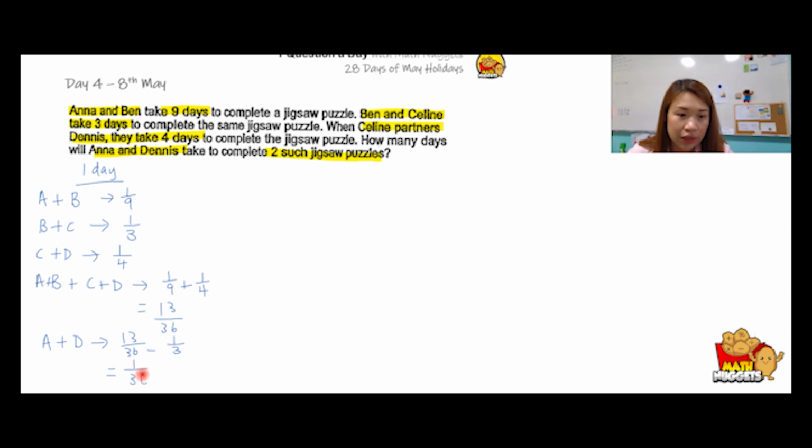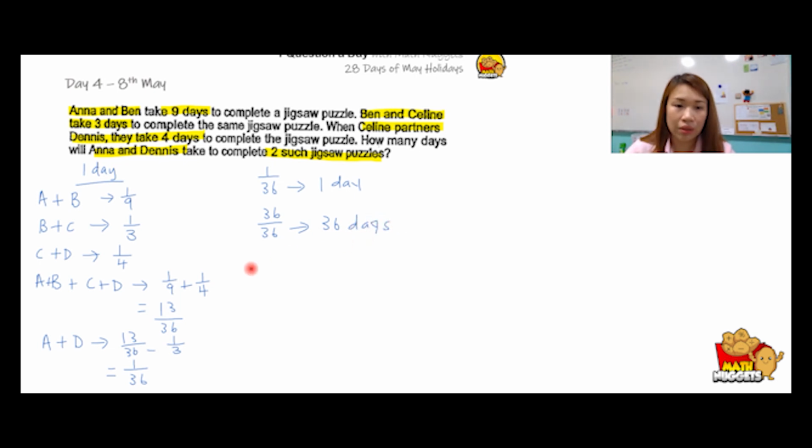I get 1 out of 36. So this tells me that A and D, in 1 day, will complete 1 out of 36 of the puzzle. Which means, if 1 out of 36 of the puzzle takes them 1 day to complete, 36 out of 36, which is 1 whole puzzle, would take them 36 days to complete.